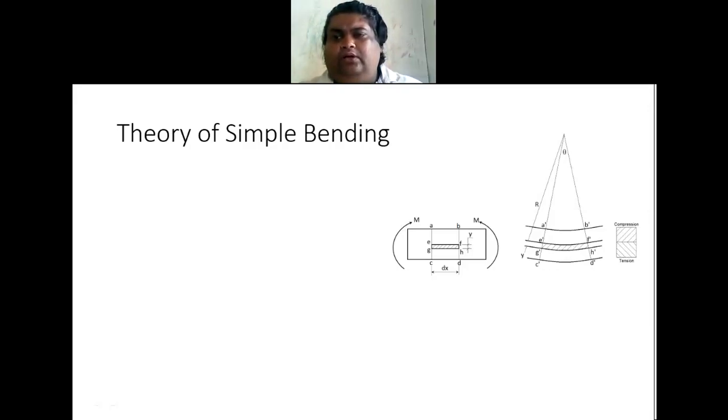Now on the right hand side here, you can see another diagram which is showing what will be the shape of this section after it bends. I have slightly enlarged it and it is showing the enlarged view of this particular cross section, right?